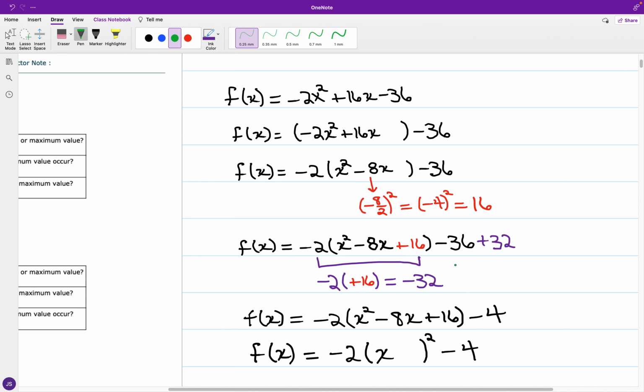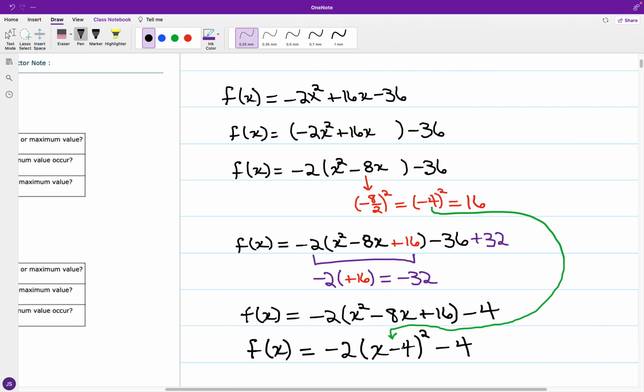And I added 16. How this came about was from squaring negative 4 in the completion of the square process. That value squared re-enters the scene, and it completes what we have in the vertex form. So for f of x, we'll have negative 2 times the square of x minus 4, followed by the subtraction of 4.